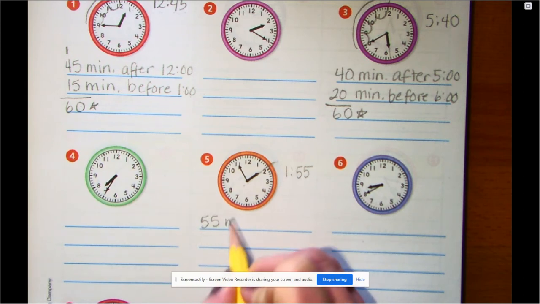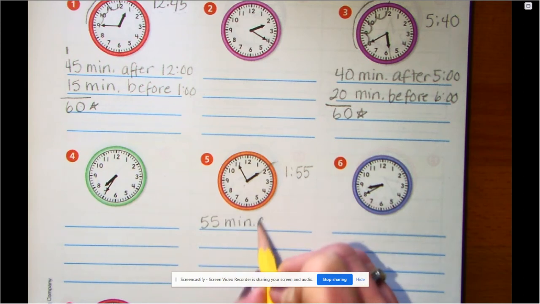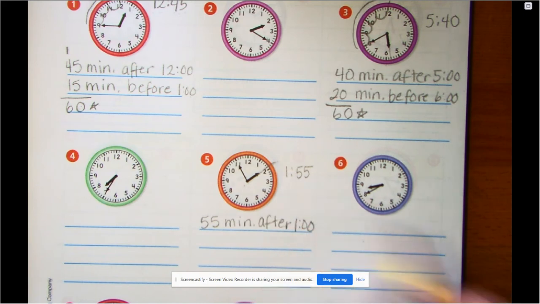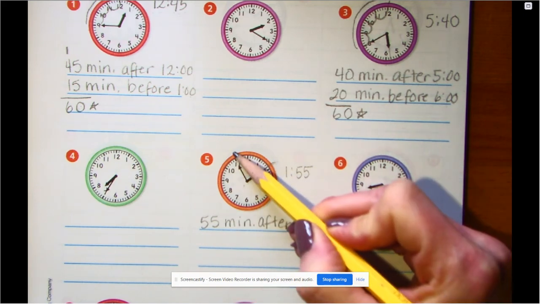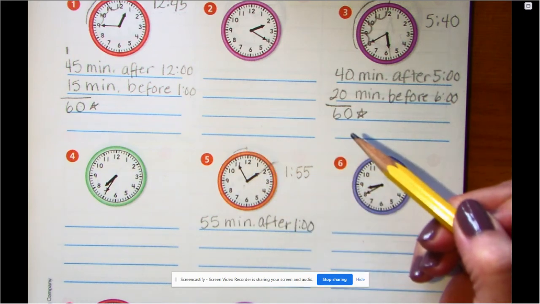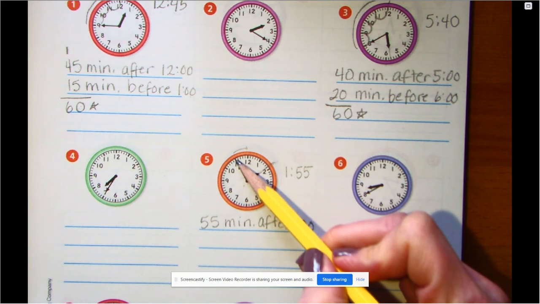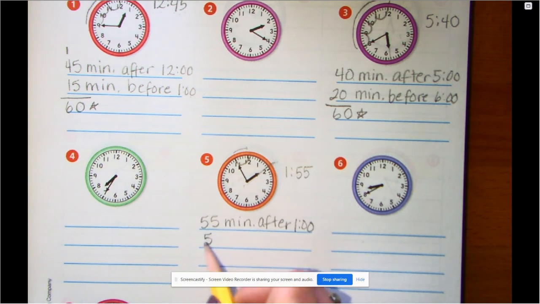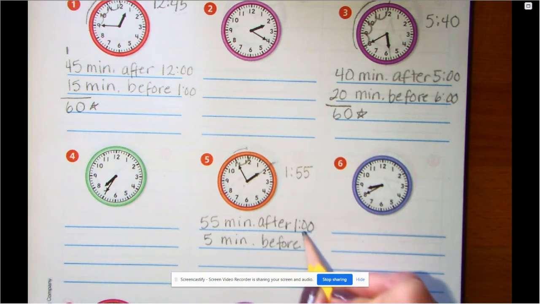55 minutes after 1 o'clock. But remember, I still have a little bit of time to go before it's the next hour. How many minutes do I have to go? There's a big chunk right there, a big hop of 5. So I have 5 minutes before or until, what's the next hour on a clock?